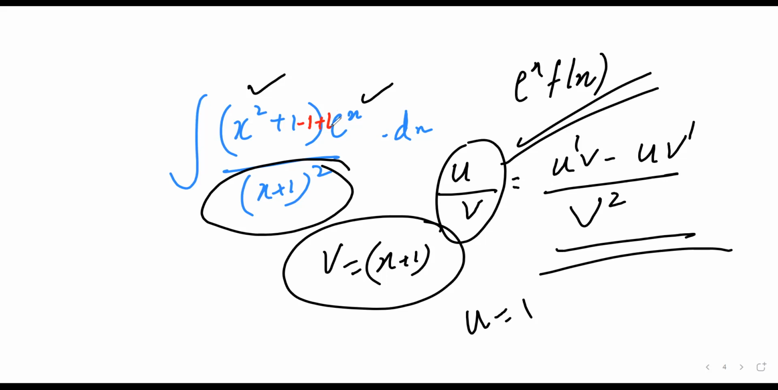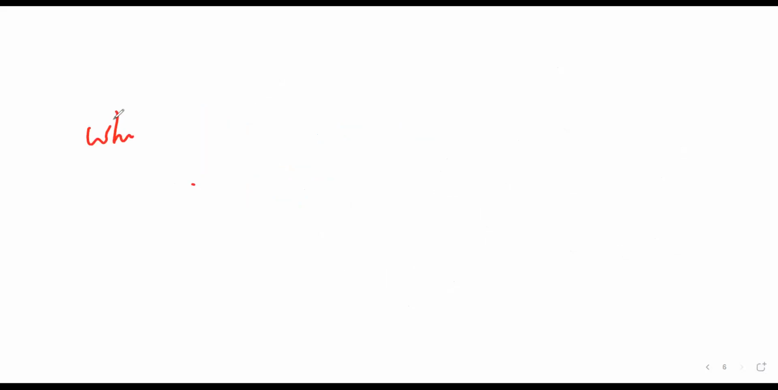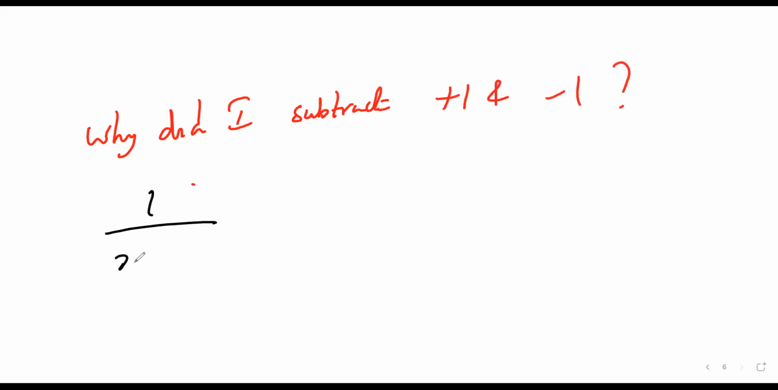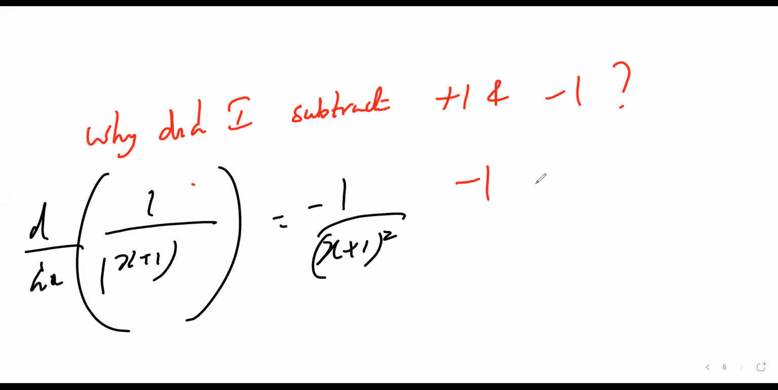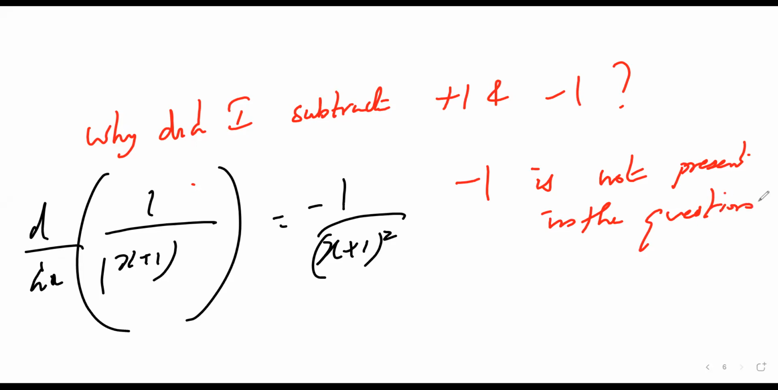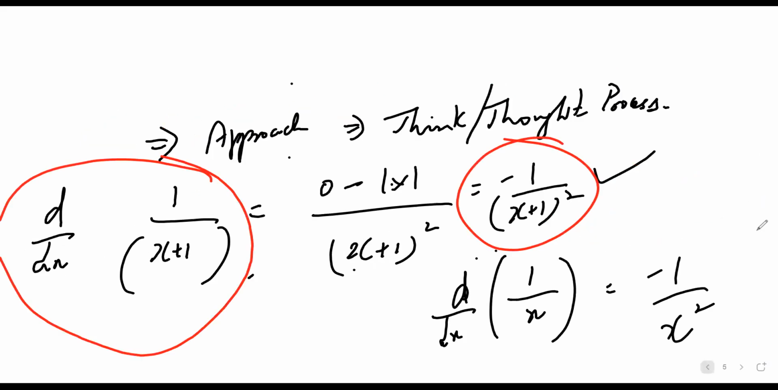Okay, so see, if I want, I can tell this thing in a structured way, which is very easy for you to understand. But I want everyone to explore the various ways of solving the problem. Why did I add plus 1 and minus 1? I'm writing it down so that everyone will understand this. Plus 1 and minus 1. Because I know d by dx of 1 by x plus 1 is what? Minus 1 by x plus 1 the whole square. Minus 1 is not present in the question. So you'll have so many doubts running in the mind. Kindly just listen. Minus 1 is not present in the question, so that is the reason I am adding plus 1 and minus 1.